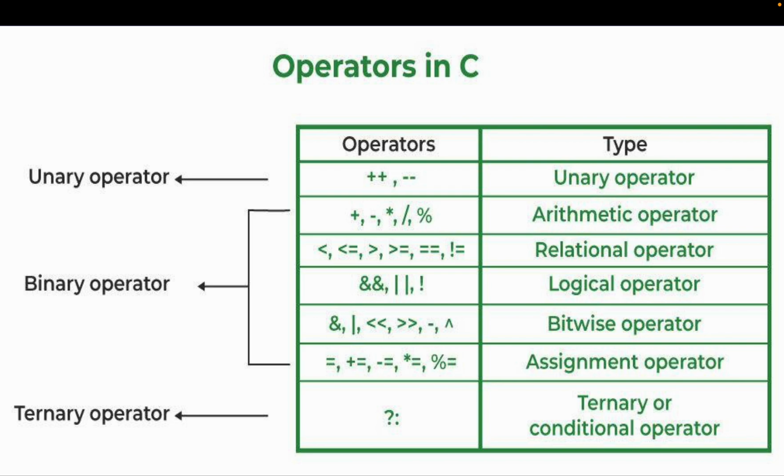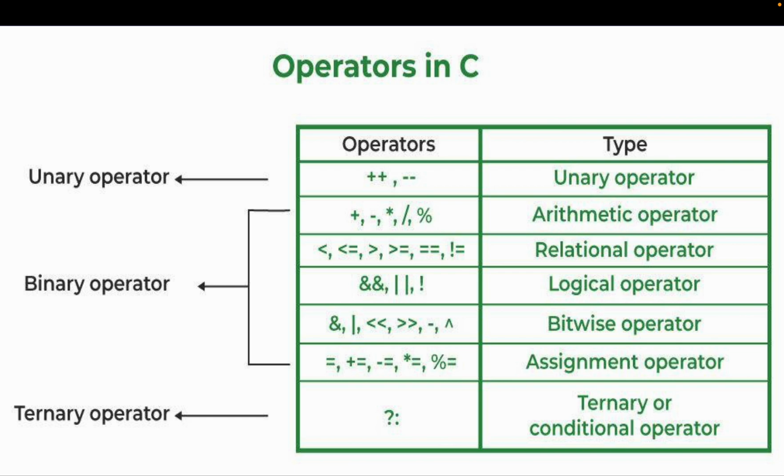Operator. These are very important concepts. It tells what types of operation we can perform using the language. First of all, we have a unary operator, then binary, ternary. Unary operators are those operators which can be performed using a single operand, like increment operator and decrement operator.